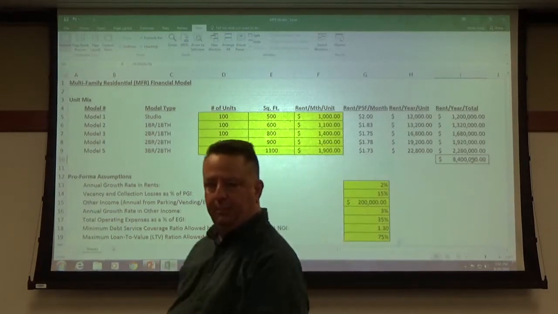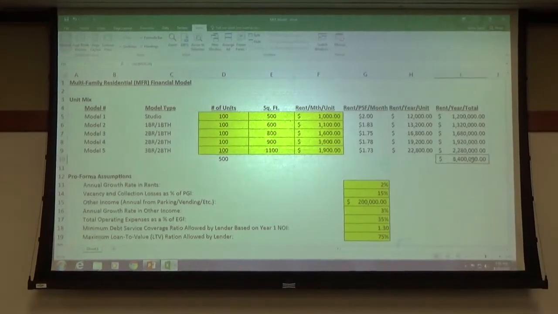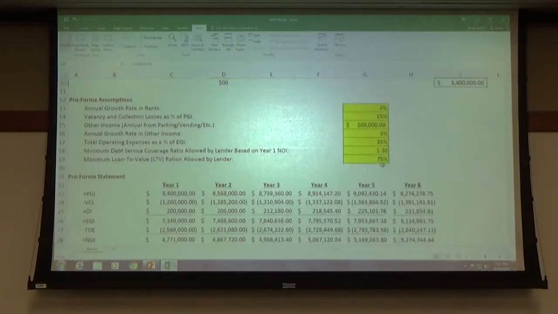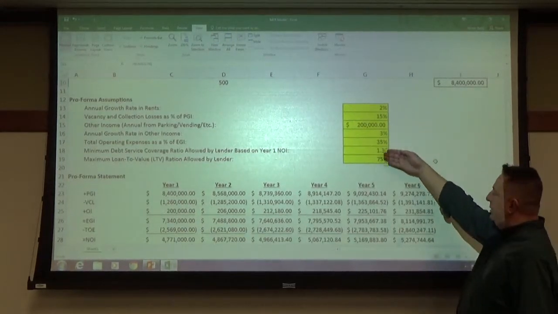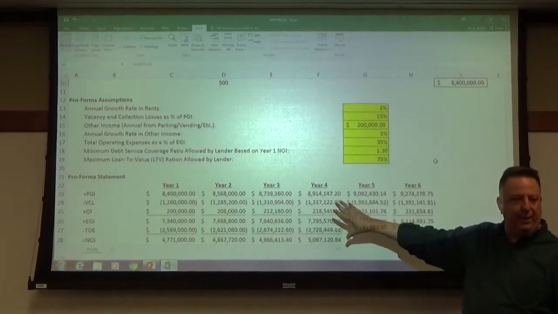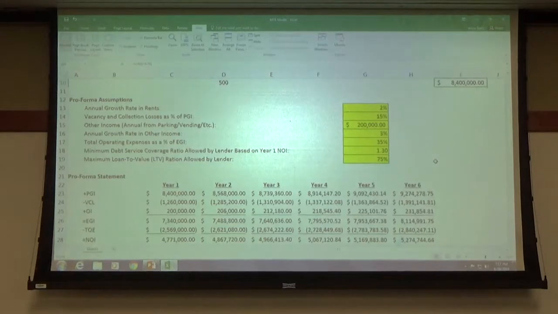Potential gross income, okay? Now what we're doing here, all of these yellow cells are assumptions that are going to go into the model. Based upon what you do with these assumptions, in terms of changing them, it dynamically changes everything in the model below. So in this case, let's look at some of these assumptions.